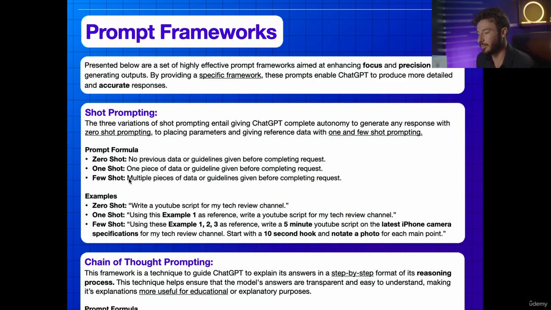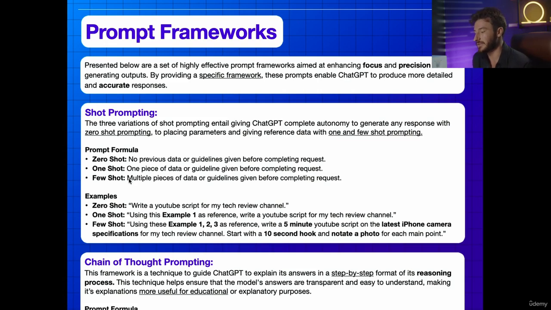precision of your outputs. So by providing a specific framework, as you know by now, these prompts enable ChatGPT to produce more detailed and accurate responses. And the first one that we're going to talk about is shot prompting. This is the simplest of all of the frameworks we're going to get into, but I still wanted to add it in for your reference. So these three variations have three different outputs that you're going to receive from ChatGPT.